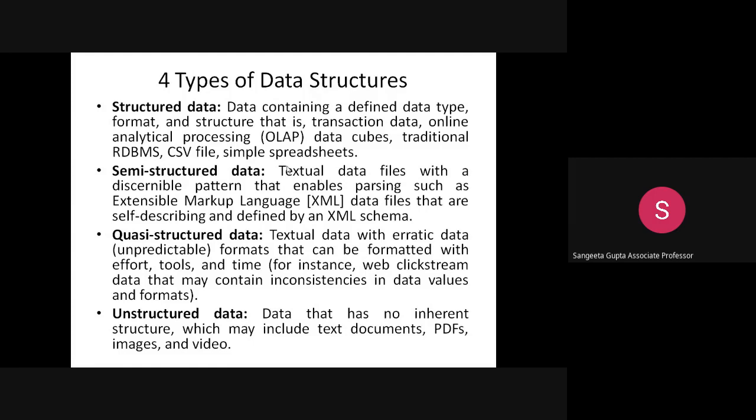In those markup languages, how do you represent things? Content is represented in between tags. The tags are used to give some kind of structure to your data, isn't it? So your XML documents and JSON documents all come under semi-structured data, which is a mix in between structured and unstructured. Now, what is this quasi-structured data?